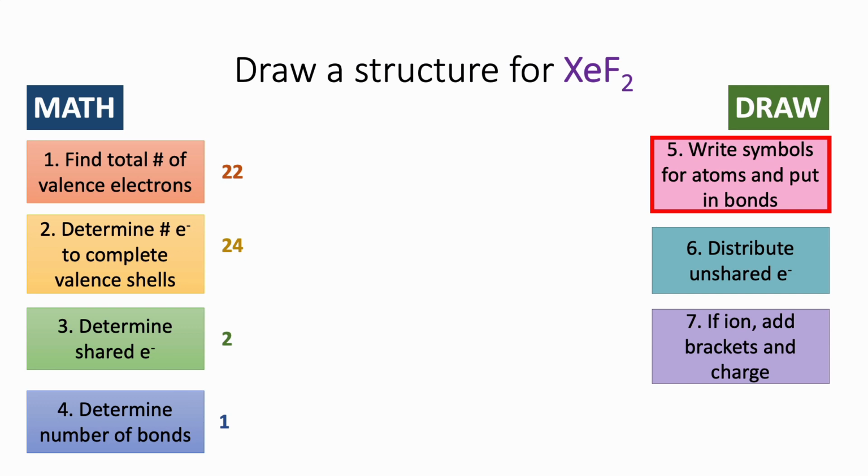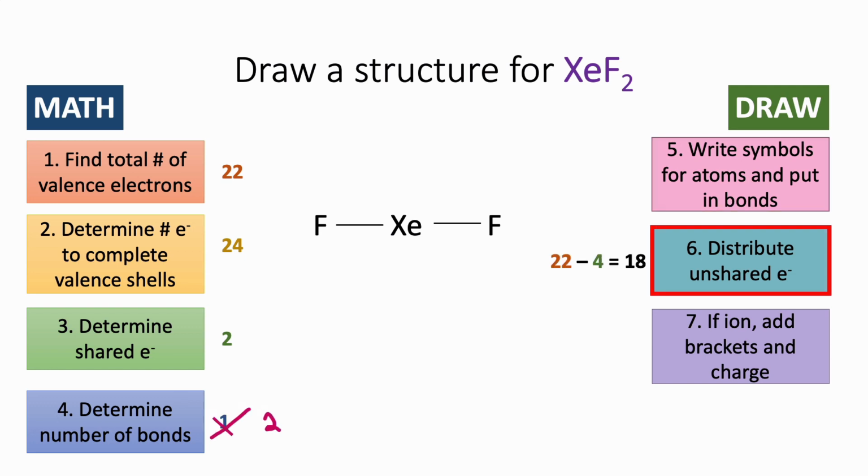So anytime you're not sure because the math doesn't work, just start drawing. Xenon and our 2 fluorines, let's give them each 1 bond. 1 bond is not enough. We're going to need at least 2. And now let's distribute our unshared electrons. 22 minus actually 4, not 2. So that would be 18. And so 2, 4, 6 on the fluorine, 2, 4, 6 on this fluorine. That's 12 used so far. We still have 6 left. There's nowhere else to put them but on xenon. So xenon has 10 total electrons.